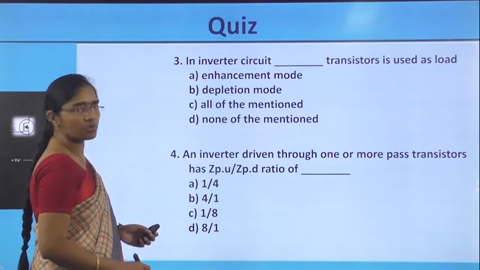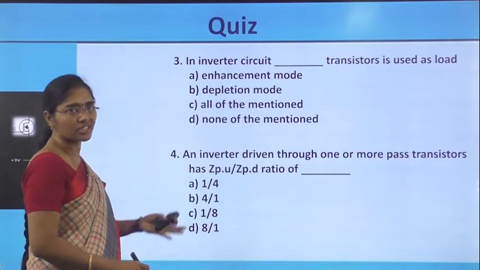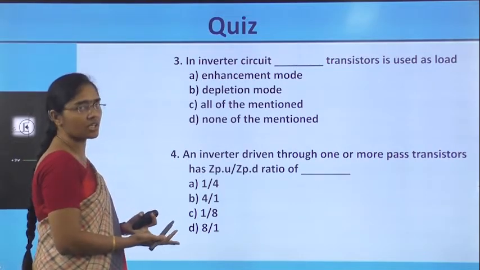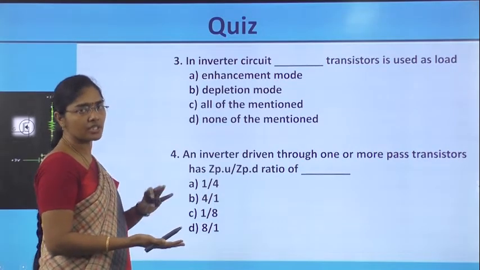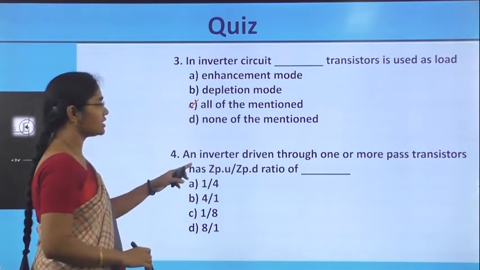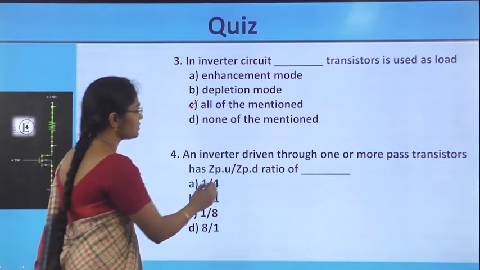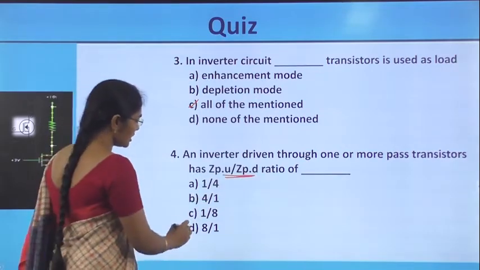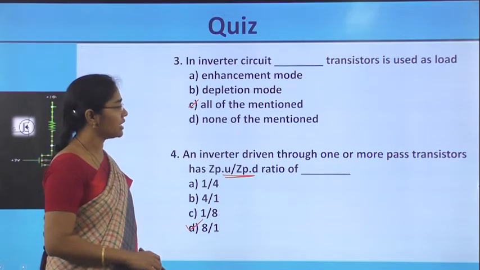In an inverter circuit, which transistor is used as the load? In this nMOS inverter circuit, nMOS depletion mode is used. Or in nMOS inverters, we can use enhancement, depletion, etc. So therefore, we can use anything. Then, for an inverter driven through one or more pass transistors, the ZPU by ZPD ratio should be equal to 8 by 1 or greater than 8 by 1.